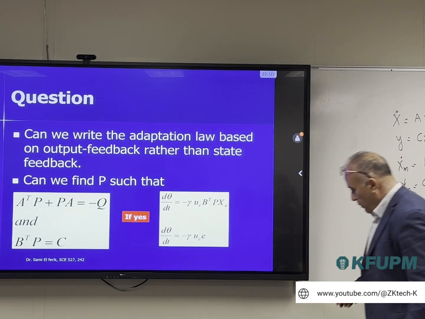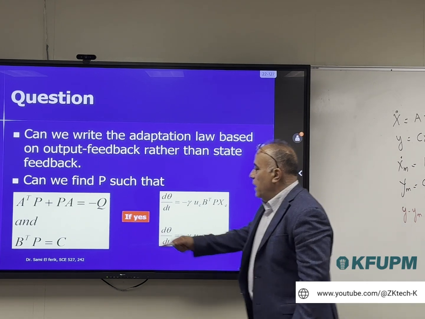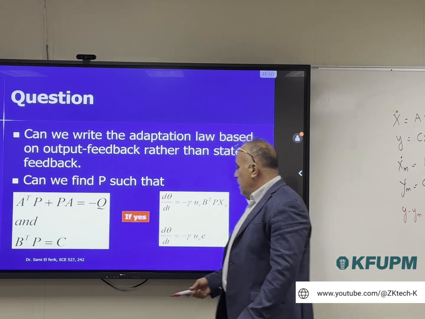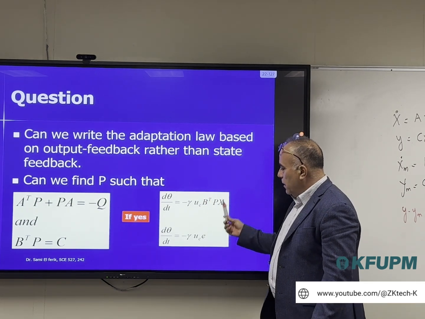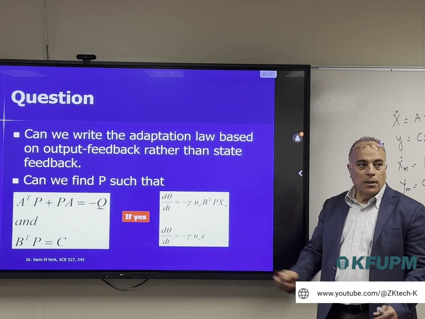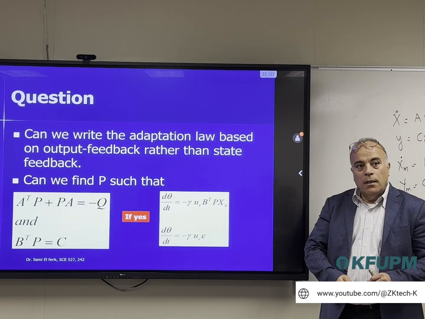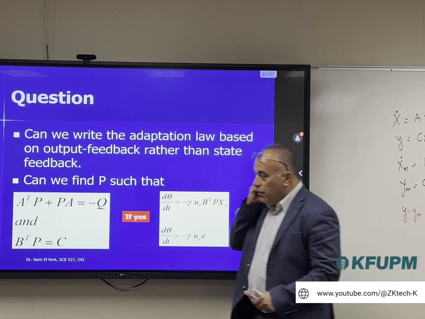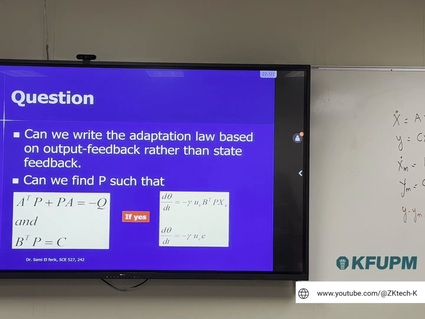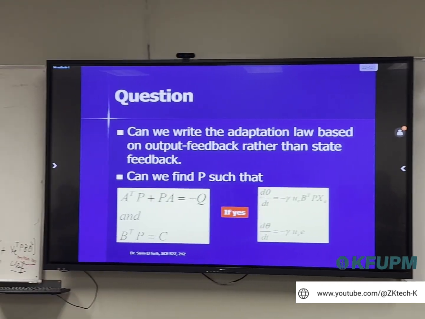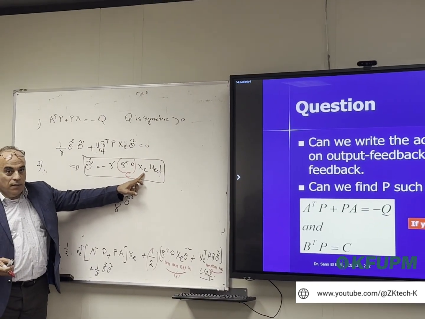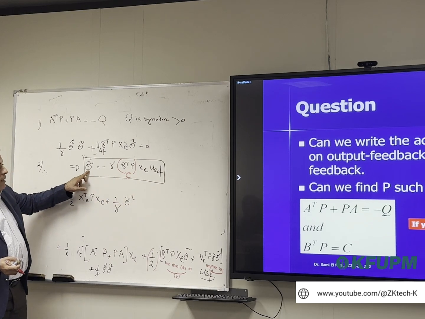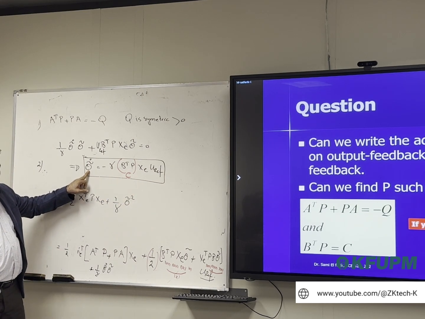It says, if you are able to find P that verifies these two conditions at the same time, then your state feedback adaptation rule is equivalent to your output feedback. The second condition, B transpose P equals C, is coming from this term. If I make sure that B transpose P is equal to C, then this will be C times XE, which is the output error. So this theta tip will be based on output feedback, not based on state feedback.